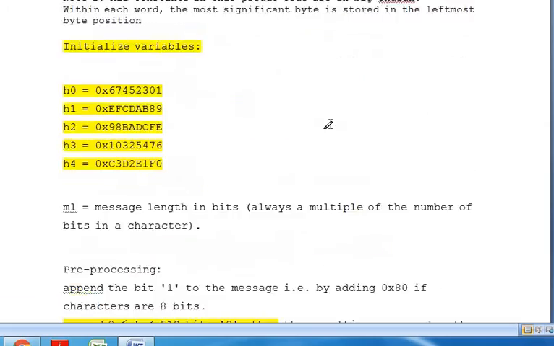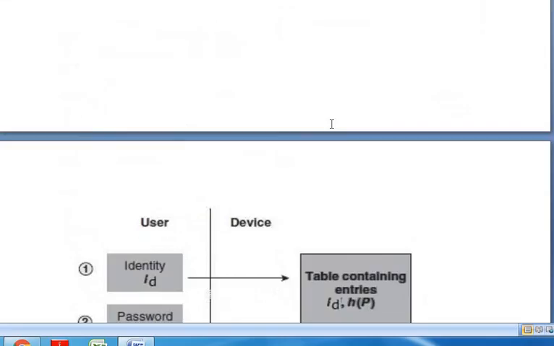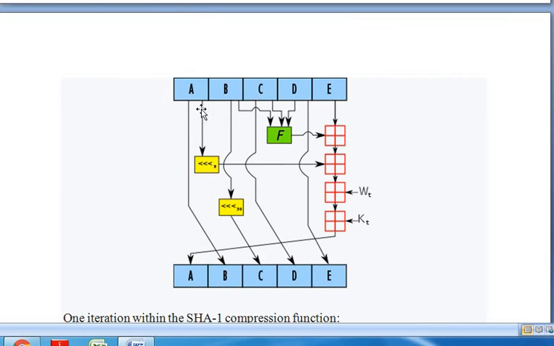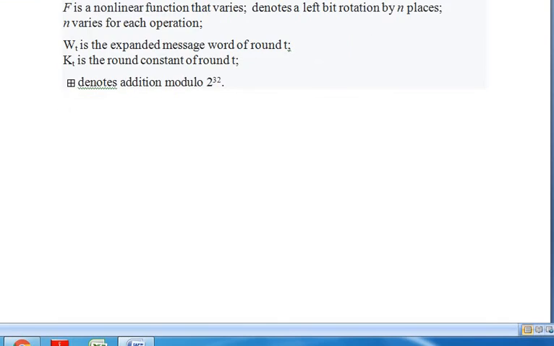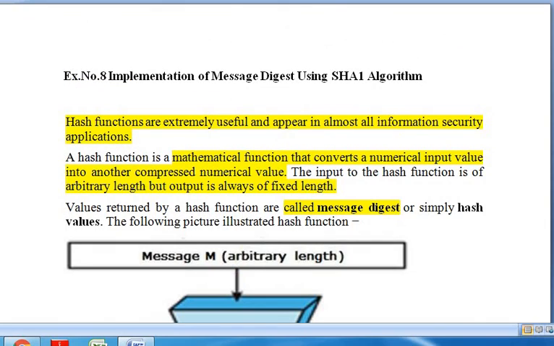The pseudocode mainly depends on this diagram. The different blocks are taken and these operations are performed: left rotation operations and XOR operations. After that the value will be generated. So this is about the execution of the SHA-1 algorithm. Okay, thank you.